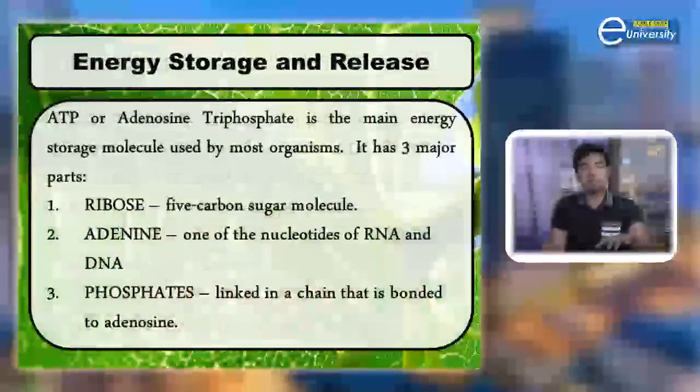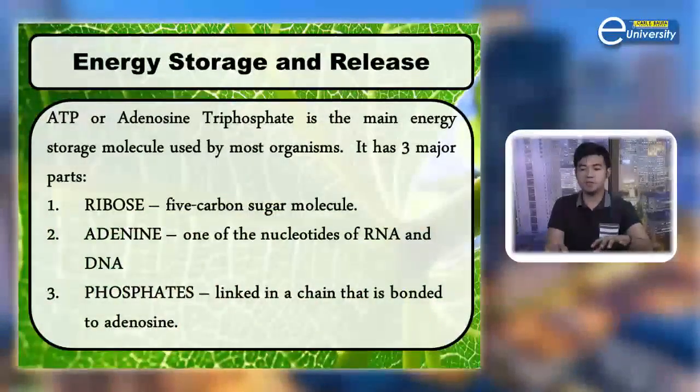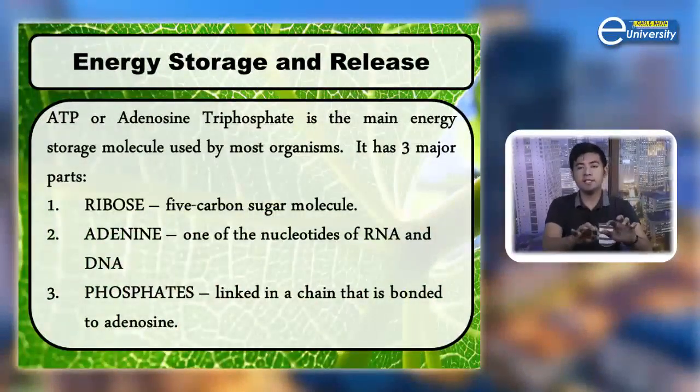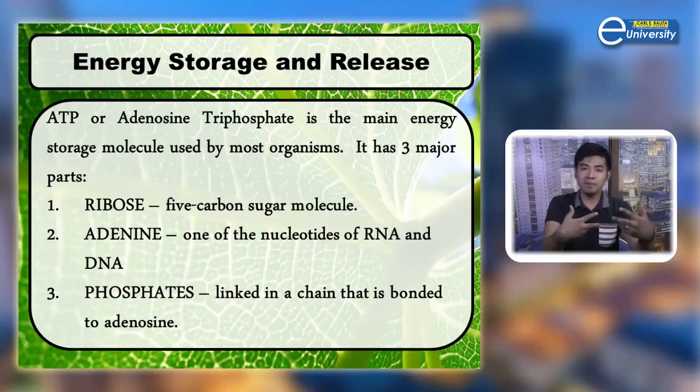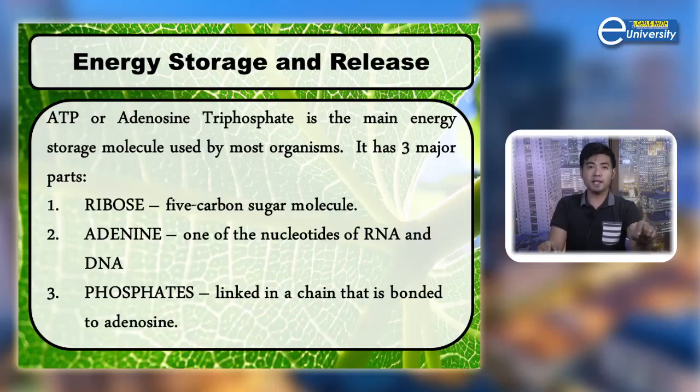How about the energy storage and release? When we say energy storage, that is the mechanism or the ability of an organism to store energy in different forms. And release is the ability of the organism to metabolize the larger molecules into smaller molecules to be used as a form of energy. So all or some of the organisms use this nucleotide called ATP. ATP is the adenosine triphosphate, the main energy storage molecule used by most organisms.